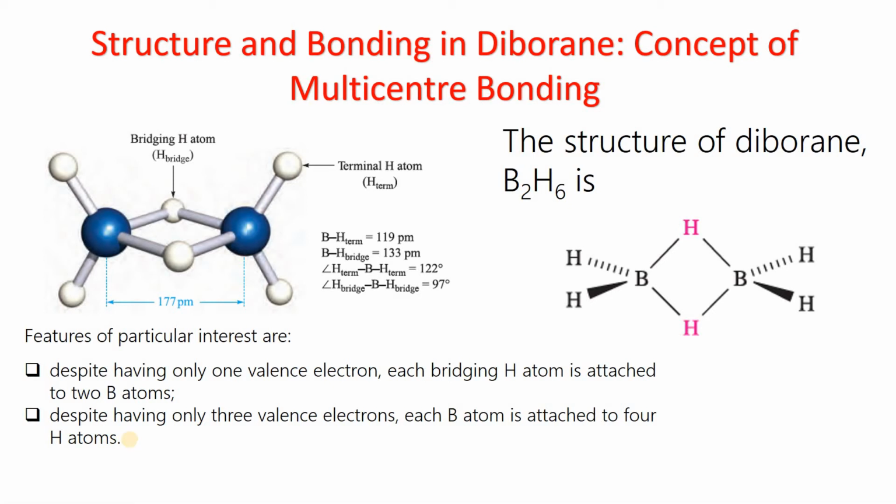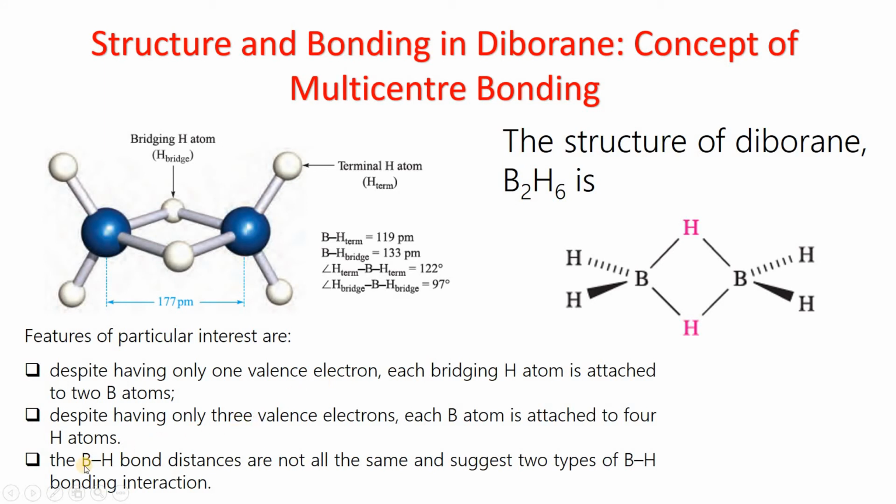The boron has only 3 electrons in its valence shell. The electronic configuration of the valence shell of boron is 2s2 2p1. So there are only 3 valence electrons. Still it is forming 4 bonds. 1, 2, 3, 4.